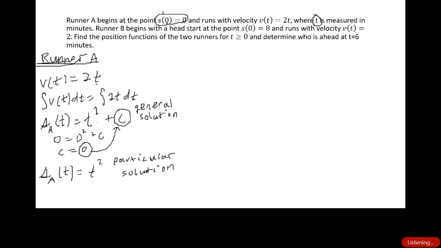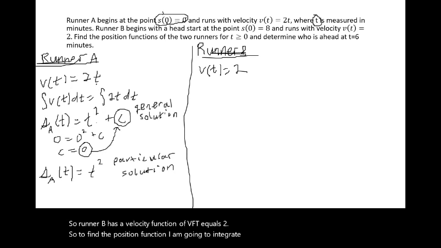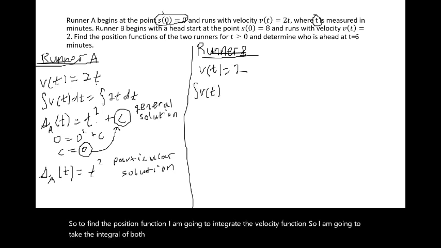So then we're going to do the same thing for runner B. So runner B has a velocity function of v of t equals 2. To find the position function, I am going to integrate the velocity function. So I am going to take the integral of both sides with respect to t. So the integral of v of t dt is going to equal the integral of 2 dt.